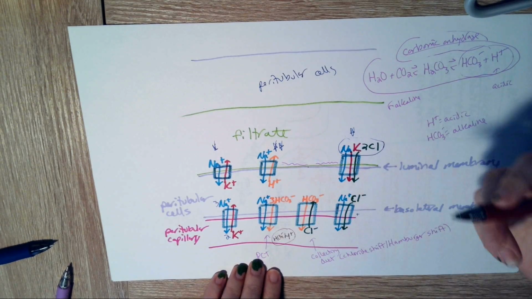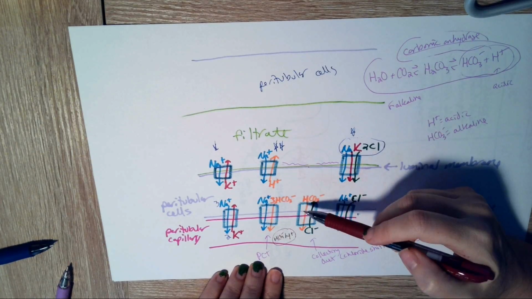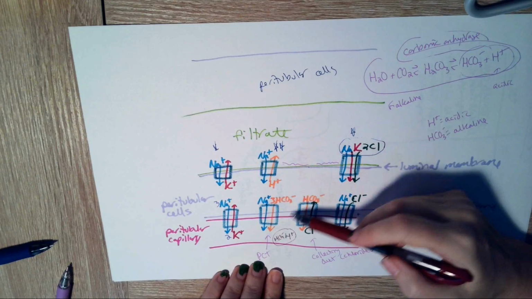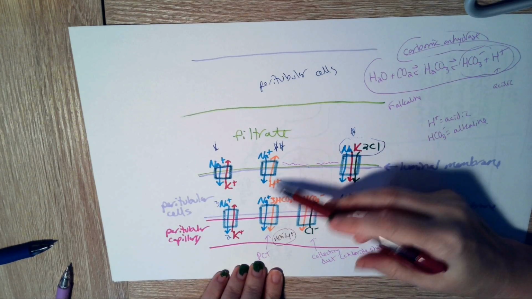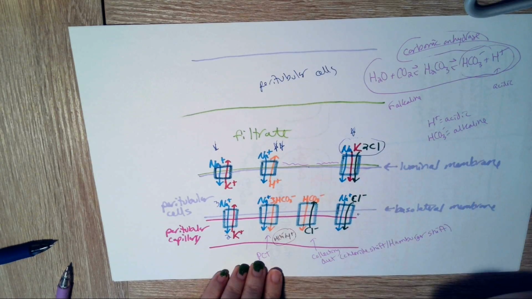If we had the opposite situation, if we were too alkaline, we just don't want to do these anymore because that's just going to make us more alkaline. So we just stop doing those or slow them down. So we would secrete less hydrogen, reabsorb less bicarbonate.